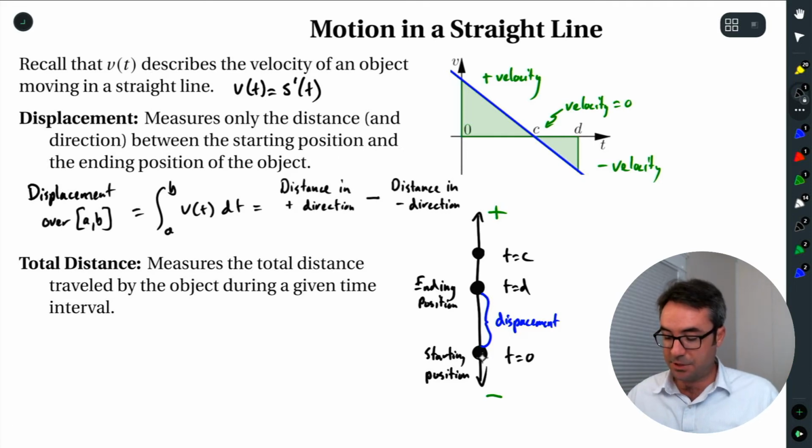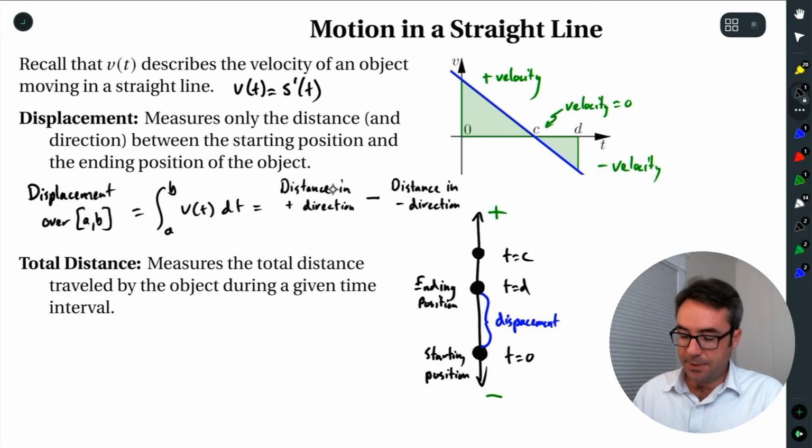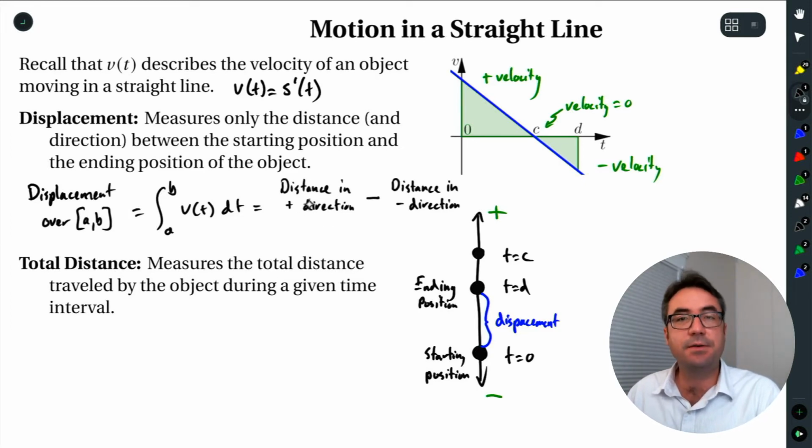So we have a starting position, we move around, and then we end up back exactly where we started. In that case, the displacement would be 0. And if we travel further in the negative direction, that means we're moving further down, so the displacement is going to be negative. Our ending position will be below our starting position. So that's how we can think of displacement. It's the distance we travel in the positive direction minus the distance that we travel in the negative direction.